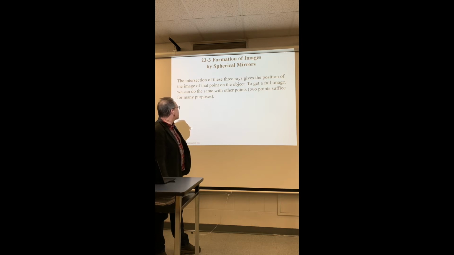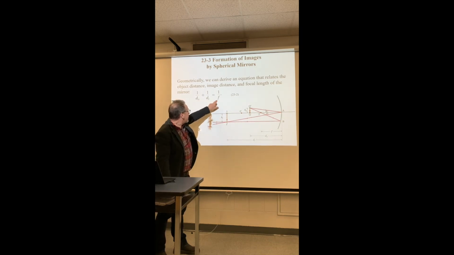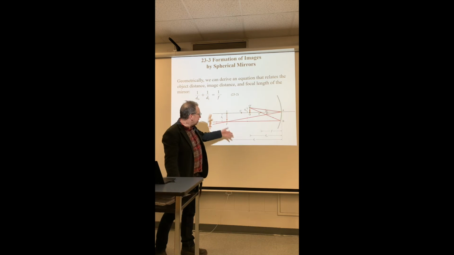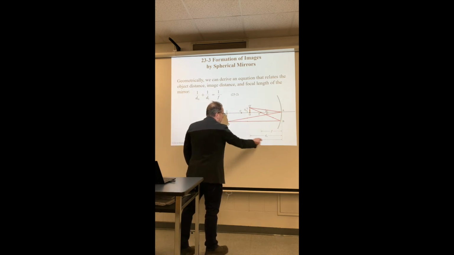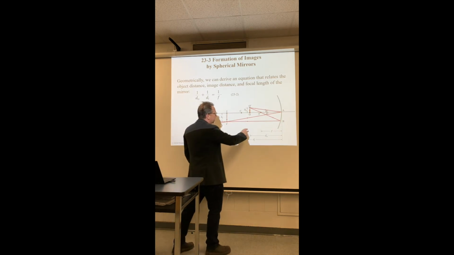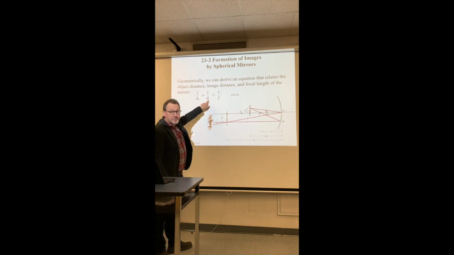To get a full image, we can do the same with other points. We can come up with this equation here. This is for mirrors. It looks very much like the thin lens equation, which you might have covered in physics already, but there is this relationship between the distance to the object, the distance to the image, and the focal length here. So again, these various quantities are defined here. This is the focal length, 1/2 the radius, the distance to the object, the distance to the image. So if I know the distance to the object and the focal length, I can figure out the distance to the image, okay?